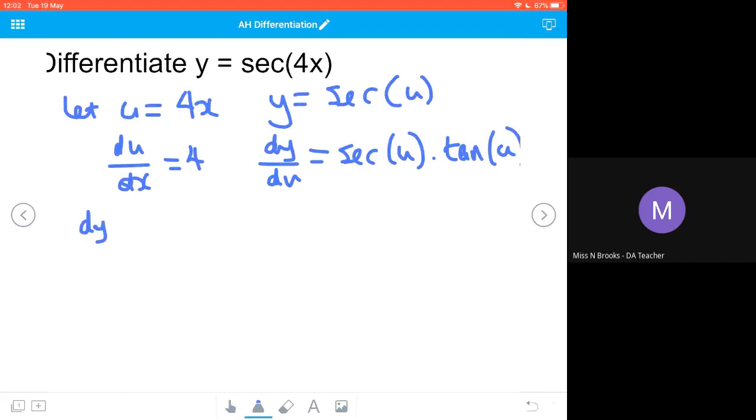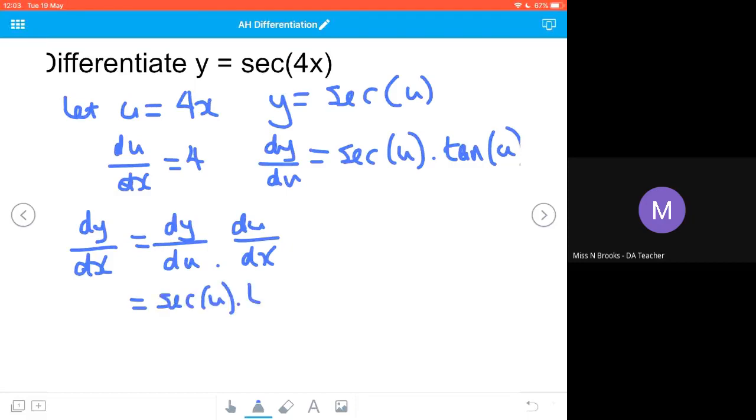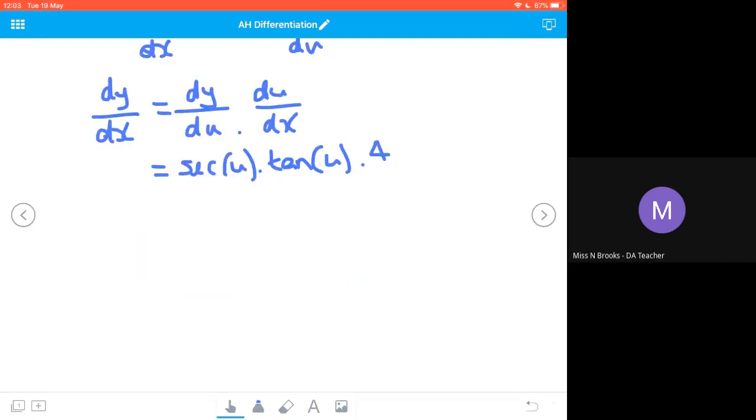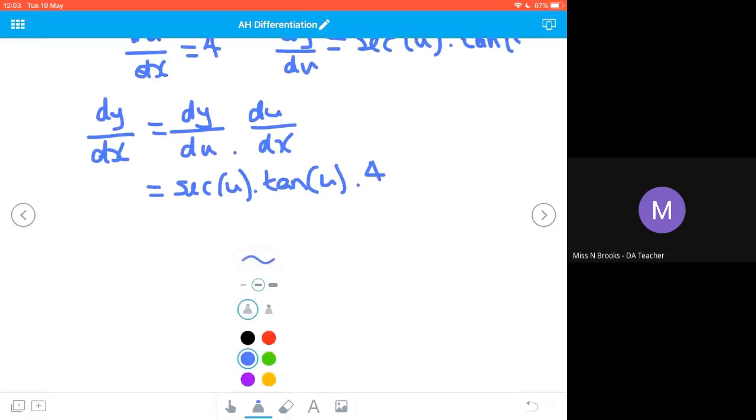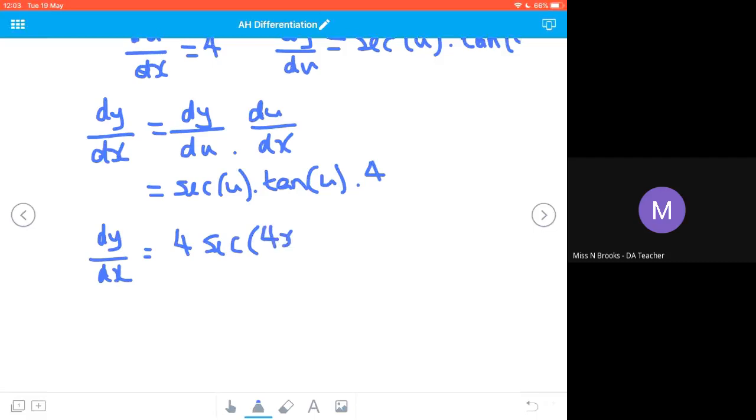Then dy by dx, or the derivative of y with respect to x, equals the derivative of y with respect to u multiplied by the derivative of u with respect to x, and we're going to substitute in. So the derivative of y with respect to u was the secant of u multiplied by the tangent of u, and then we're multiplying that by 4. Then we need to replace our u with our original function, which was 4x. So the derivative of y with respect to x is going to be 4 multiplied by the secant of 4x multiplied by the tangent of 4x.